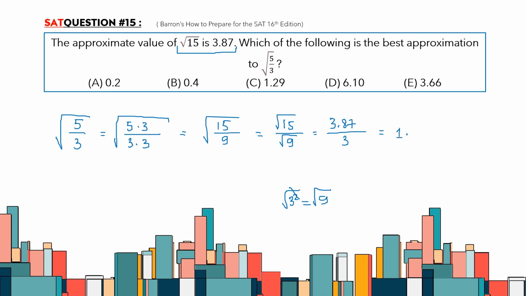So we have 3.87 divided by 3. 3 divided by 3 is equal to 1 point. 8 divided by 3 is 2. 2 times 3 is 6. 8 subtract 6 is 2. 27 divided by 3 is 9. So the answer is 1.29.